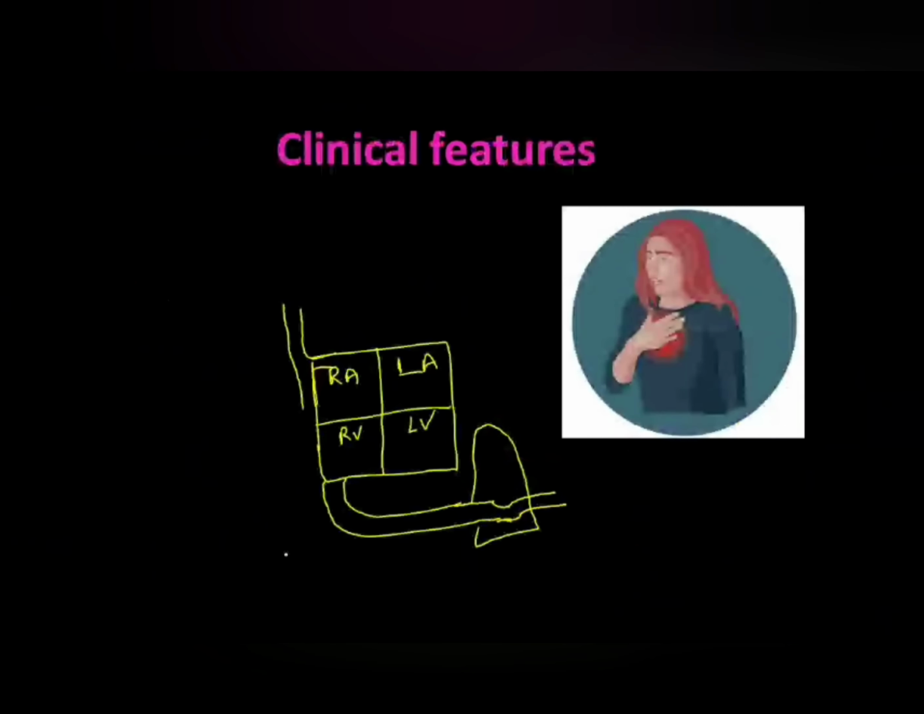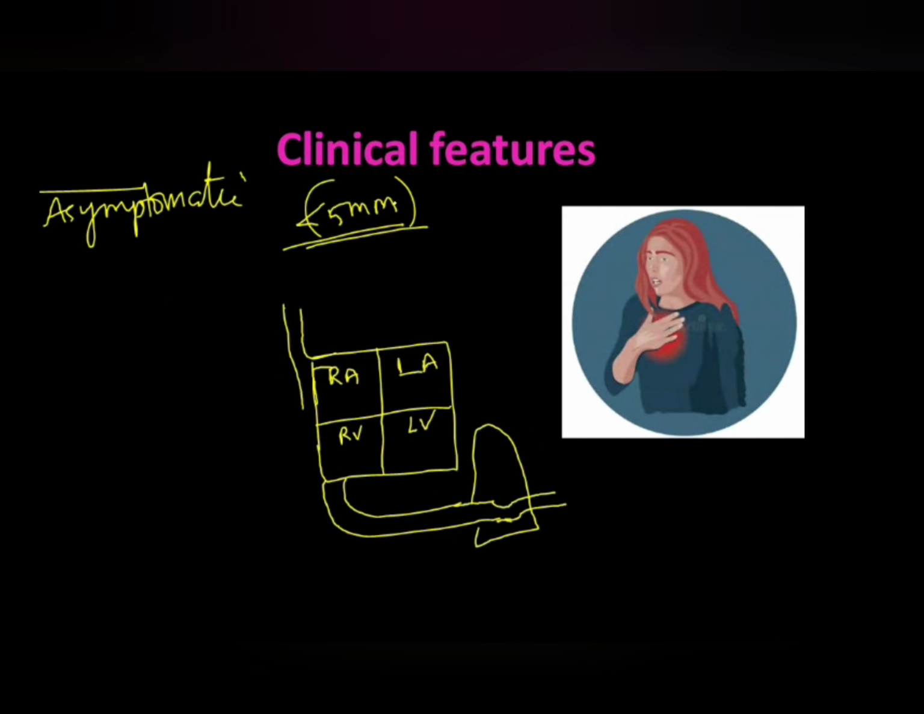So what are the clinical features people present with? Initially, all the people with atrial septal defect are going to be asymptomatic. Especially if the defect is less than 5 mm, whatever the age of the patient, they are going to be asymptomatic. But when the defect is more than 5 to 10 mm, the person becomes symptomatic, but that will be in their late 30s to 40s. So it will be after the 30s to 40s that they will develop symptoms.